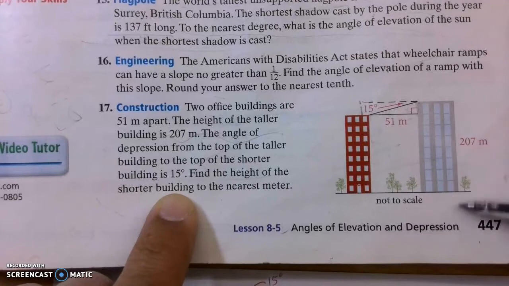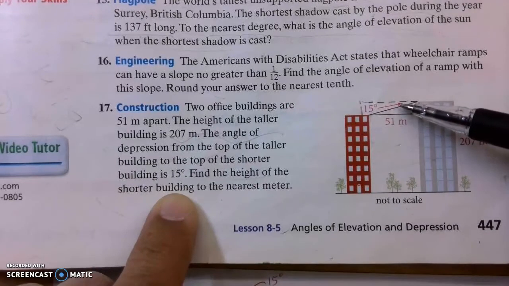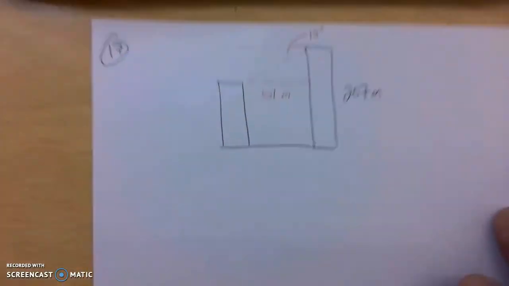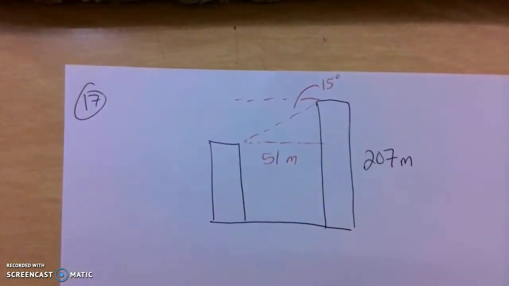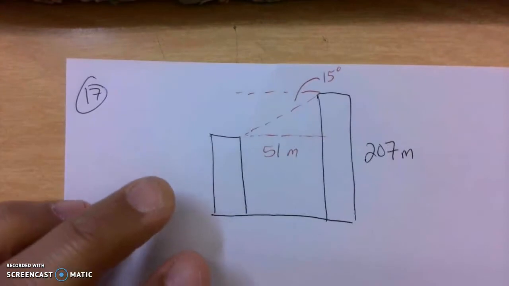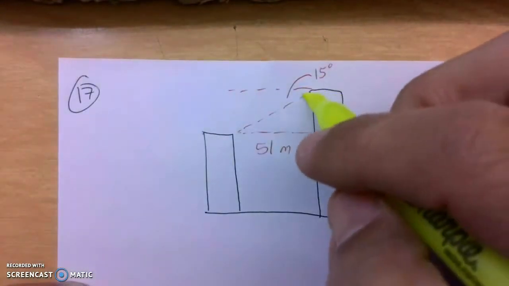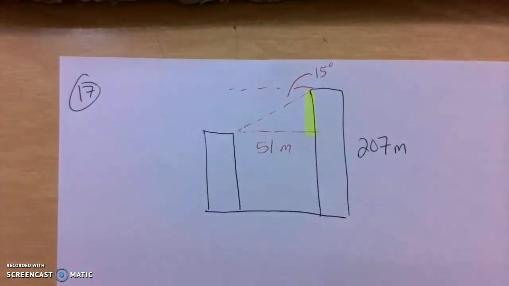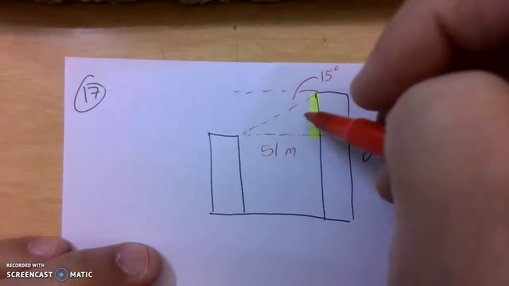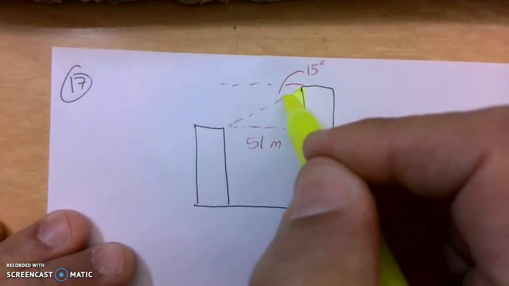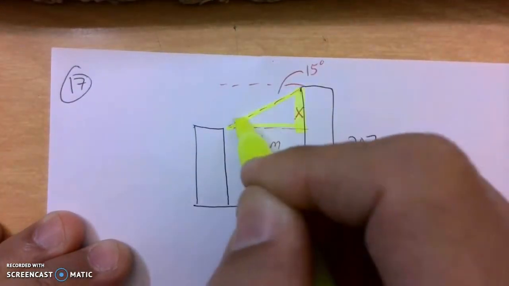We've got the taller building. We have an angle of depression. How can we figure this out? Well, let's try to redraw this. Our job is to figure out the height of the shorter building. Basically, what you're going to do is figure out, how much taller is the tall building? What is that difference there in yellow? That will be our x. And once we figure out what x is, there's a right triangle there.